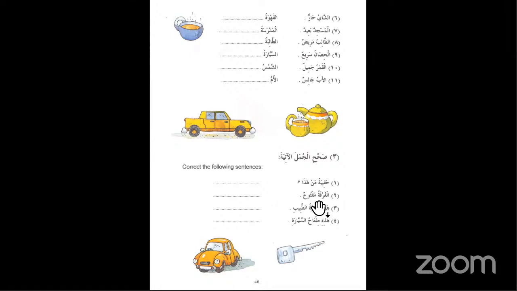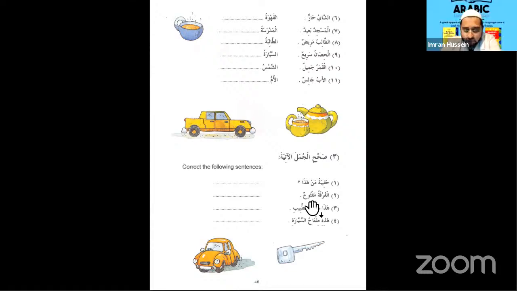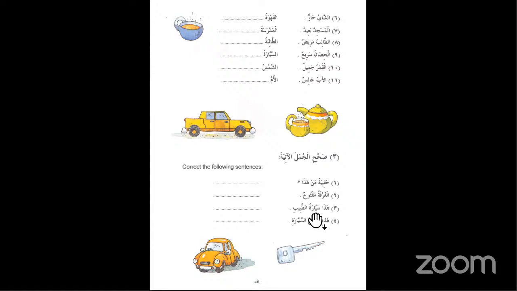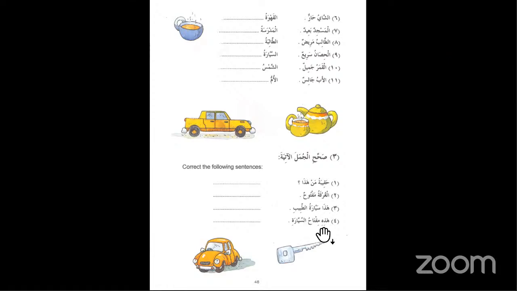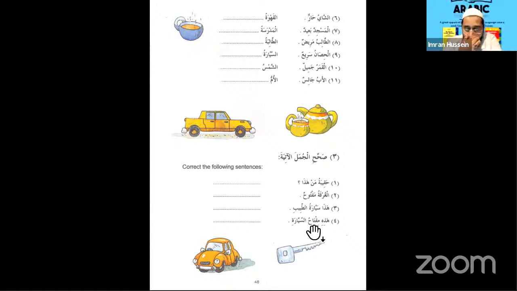Al ghurfatu maftuhun. So the room is open. It should be maftuhatun. Correct. Always the khabar follows the actual subject in gender. Then the next one is Hadha Sayaratu Tabibi. Because the car is feminine, it should be hadhihi. Correct. Hadhihi Sayaratu Tabibi, the doctor's car. Excellent. Hadhihi Miftahu Sayarati. Correct, because miftah is masculine.